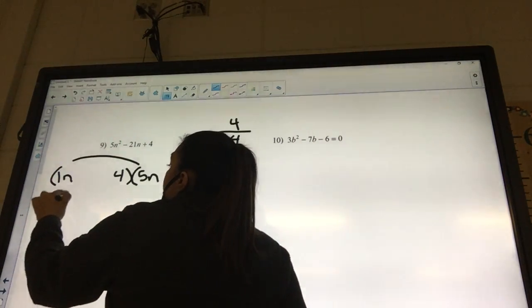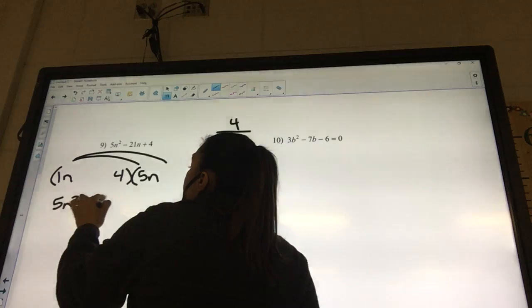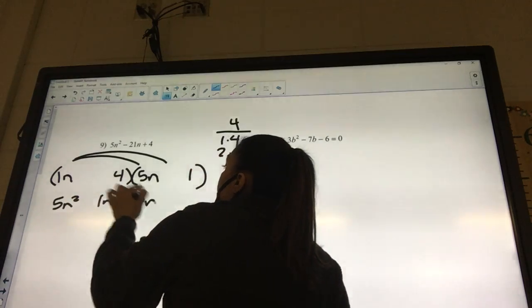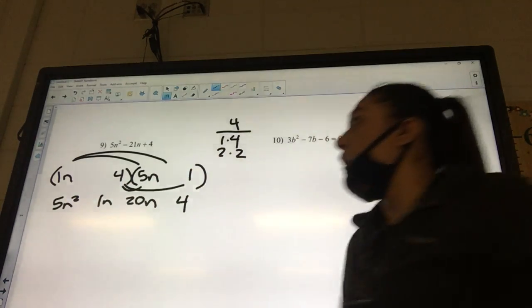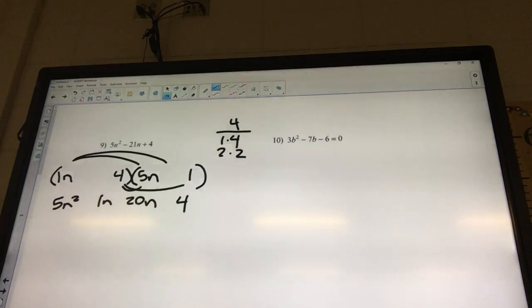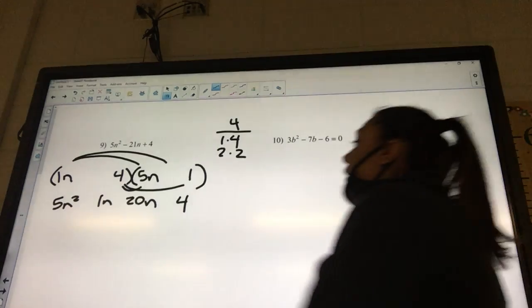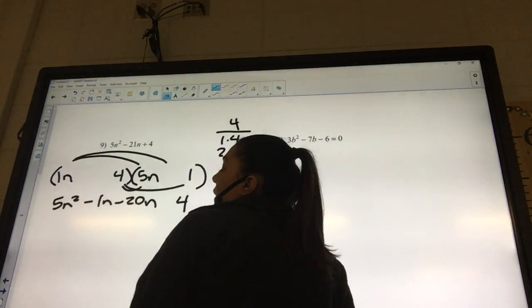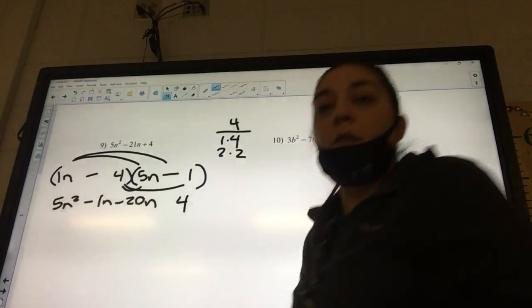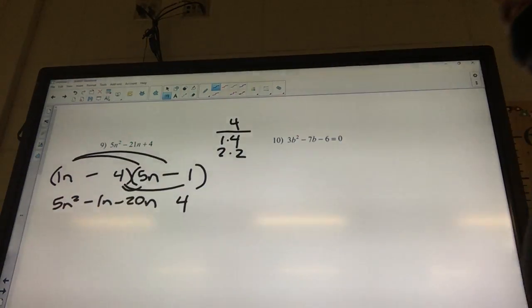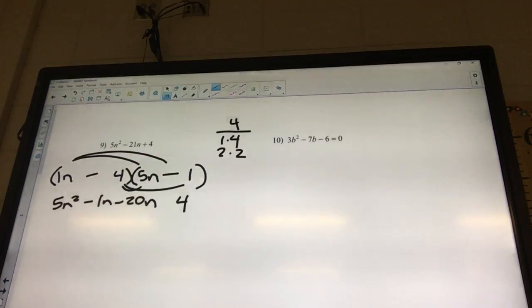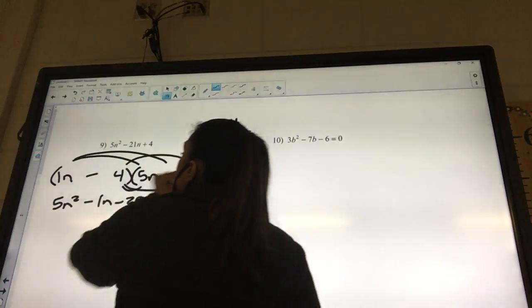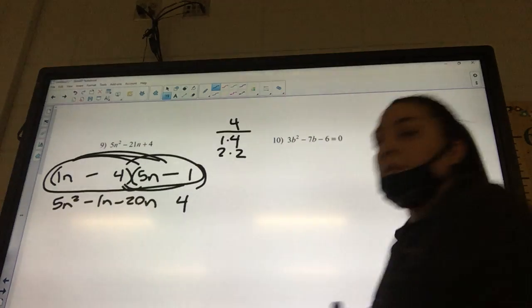So 5n squared, 1n, 20n, and a 4. Okay, how can I get a negative 21? Minus. Minus minus. So how do I fill that in above? Minus. Minus minus. Good job. And then keep it like that. Just keep it like equals 0. So equals 0, we can circle it, yep. Good job, Ryan, Troy Jones Jr. Thank you, Reese, Chris.